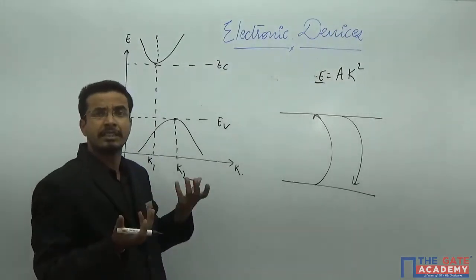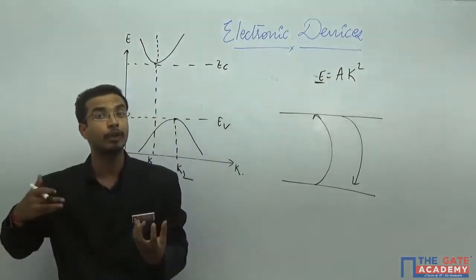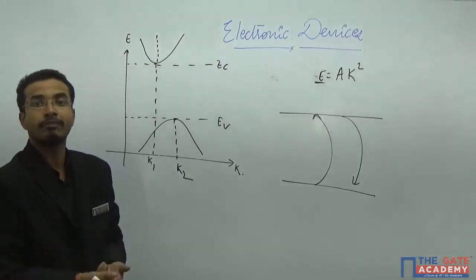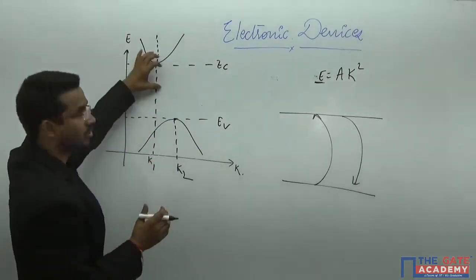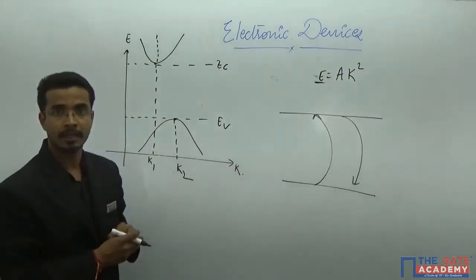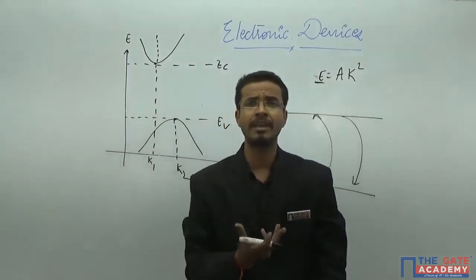But what will we do? We know that the mobility of the hole is very low, so it cannot move very frequently. Definitely the electron will move. So what will we do? We will try to match the momentum of this electron and the momentum of this hole. Okay? Then what will happen in many semiconductors?